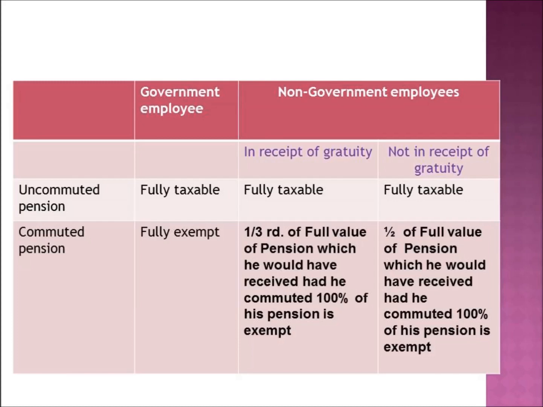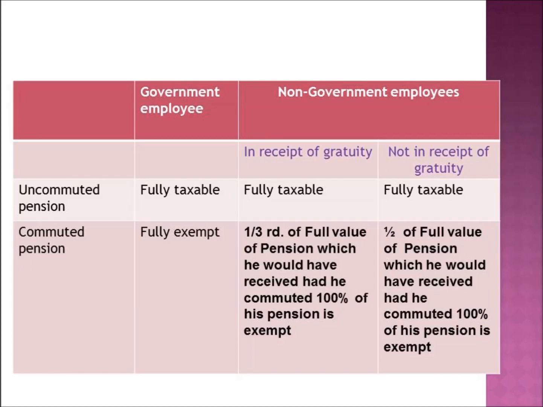It is fully taxable. Now comes the commuted pension, where the complications start. Not complications actually, but a few conditions, because uncommuted pension does not contain any conditions. It is simply taxable, but commuted pension contains certain conditions because it is exempted up to a certain part. In case of government employees, it is fully exempt. In case of non-government employees who are receiving gratuity, 1/3 of the full value of pension which he would have received had he commuted 100% of his pension is exempt.